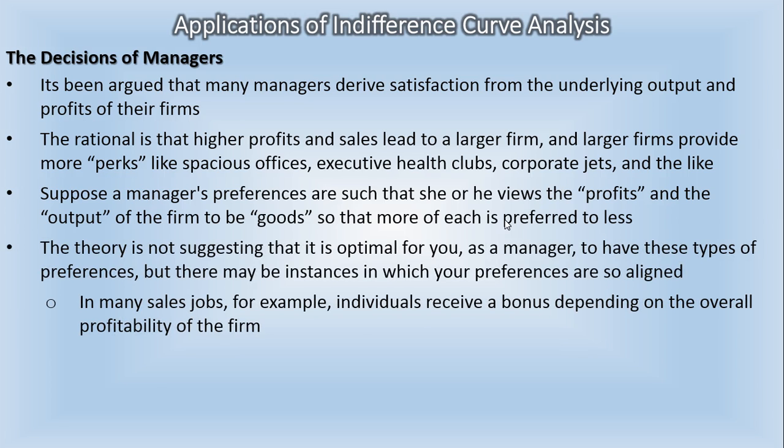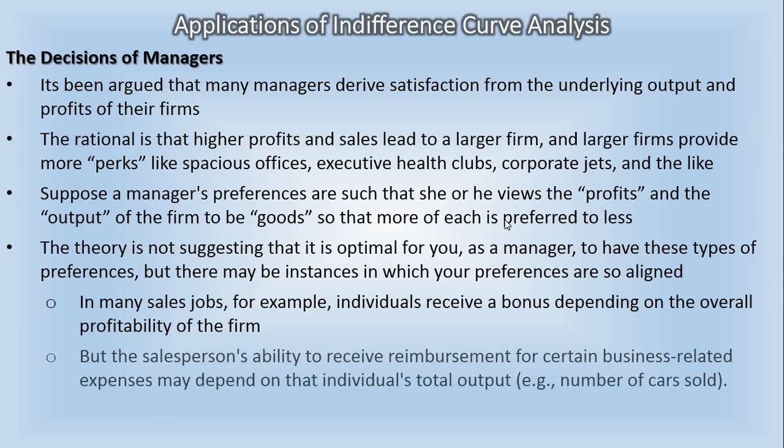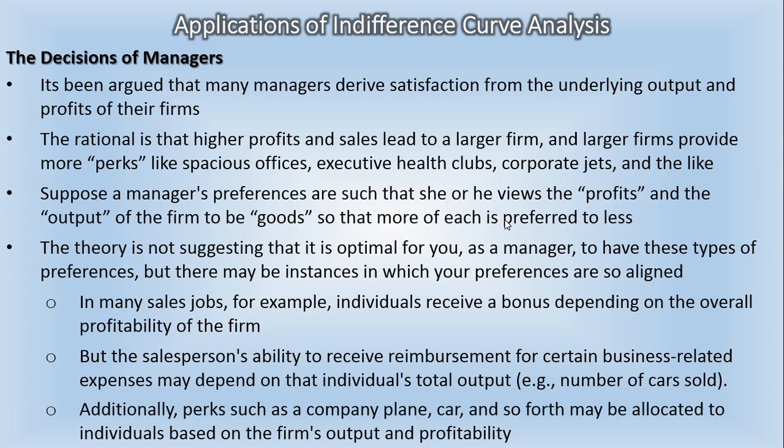In many sales jobs, individuals receive a bonus depending on the overall profitability of the firm. So under those situations, the managers may prefer to focus on profit versus output. The salesperson's ability to receive reimbursement for certain business-related expenses may depend on an individual's total output, which is the opposite case. So there might be different incentives in place that will change the preferences of a manager. Additionally, perks such as a company plane, car, and so forth may be allocated to individuals based on a firm's output and profitability.